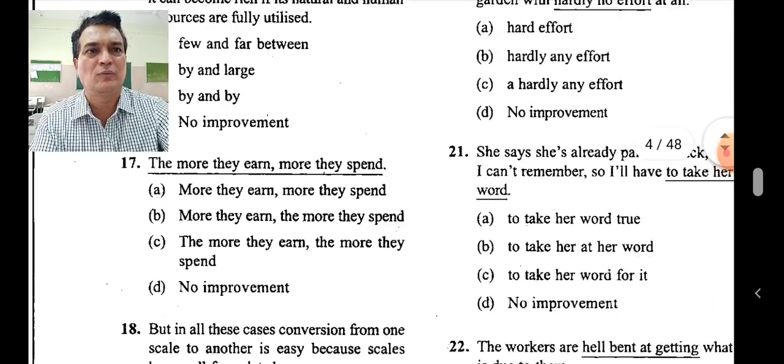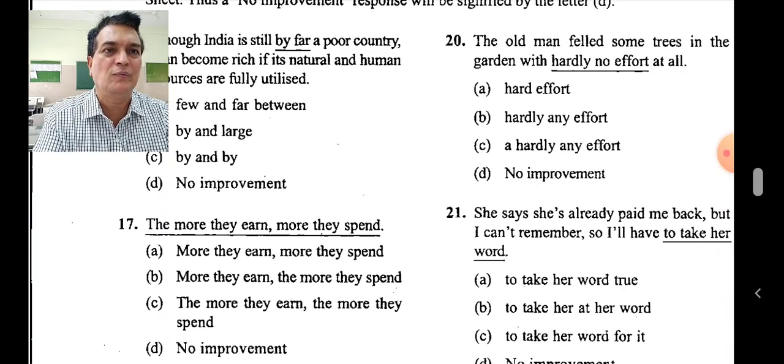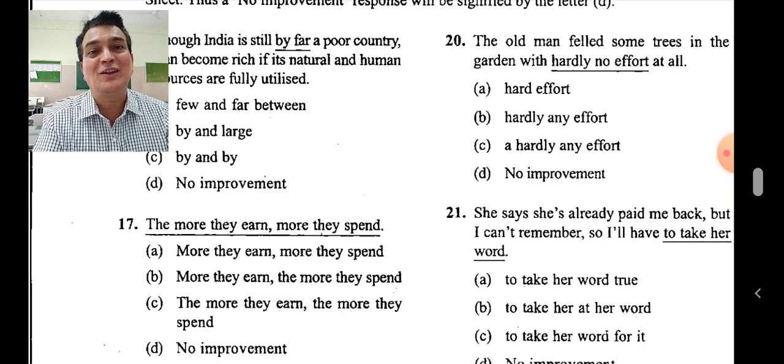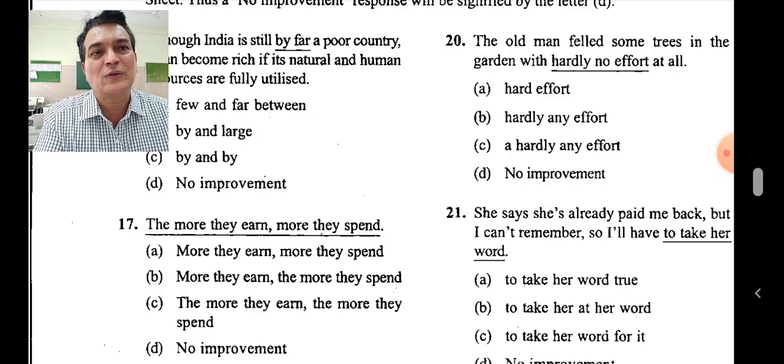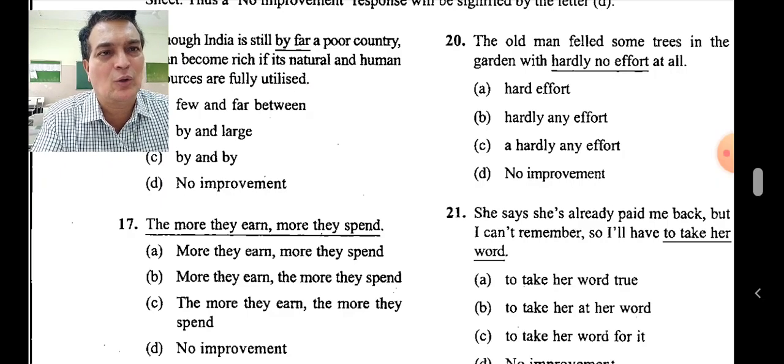We'll go to the 20th one. The old man felled some trees in the garden with hardly any effort at all. See, whenever negative sense is there, then make use of any. When no or not is not there, but negative sense is there, then you should make use of any. So hardly any effort at all.